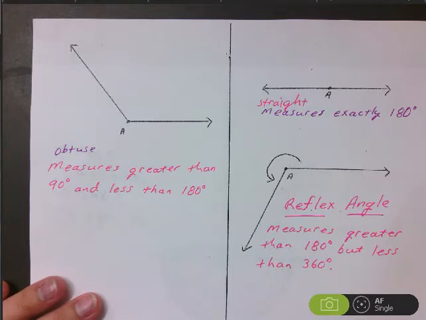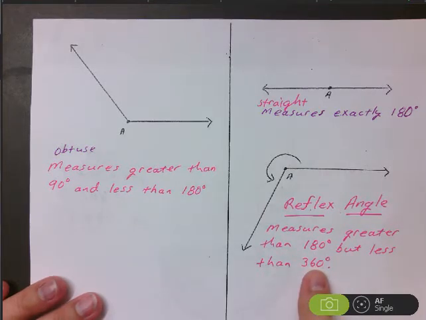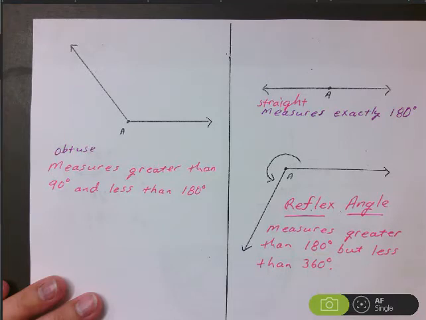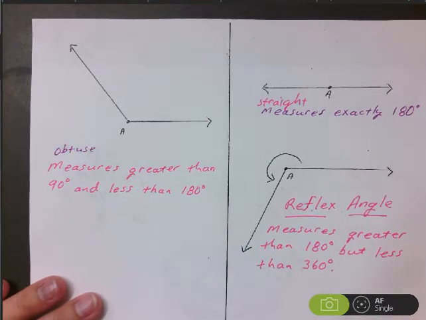Because if it goes all the way around 360 degrees, that's a circle. Okay? So we're making a circle there. So if it's actually 360 degrees, it's just going to end up being a ray because it's going to be on top of itself again.